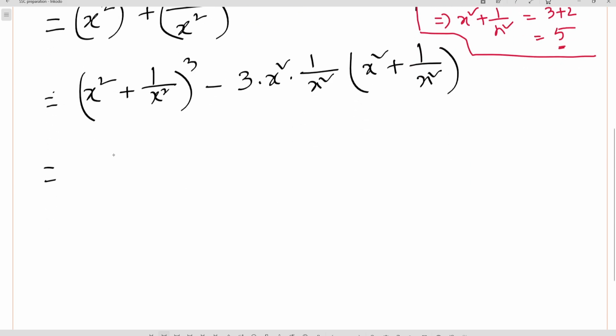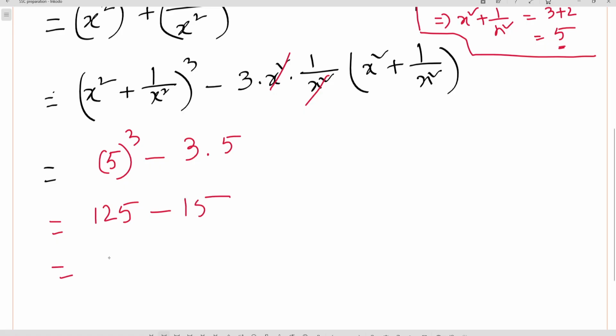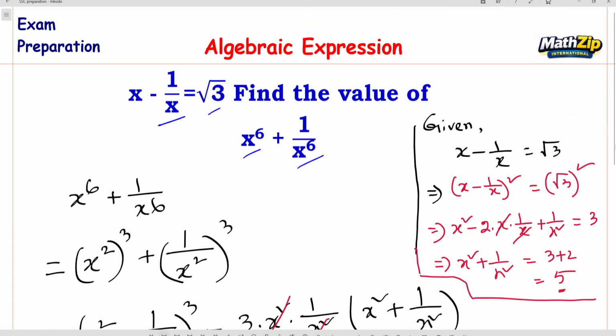So we just put this value in here, 5 cube minus this x square and x square cancel out. So here is 3 times x square plus 1 by x square, we already got, which is 5. Now 5 to the power 3 means 5 times 5 times 5, 5 times 5 is 25 times 5, it's 125 minus 15, and our result will be 110, right? Very simple.